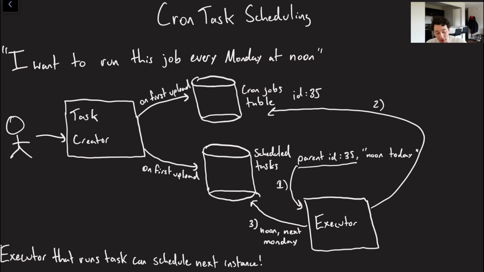So when I first create a task, my proposal here is that at first we're going to put one event in the cron jobs table saying we're going to run this thing every Monday at noon. And then we're also going to put another event in the scheduled tasks table saying, hey, this upcoming Monday at noon, we have to run this task, right? So just the soonest next upcoming Monday at noon, we're going to put in the task table. And we're going to do this on first upload.